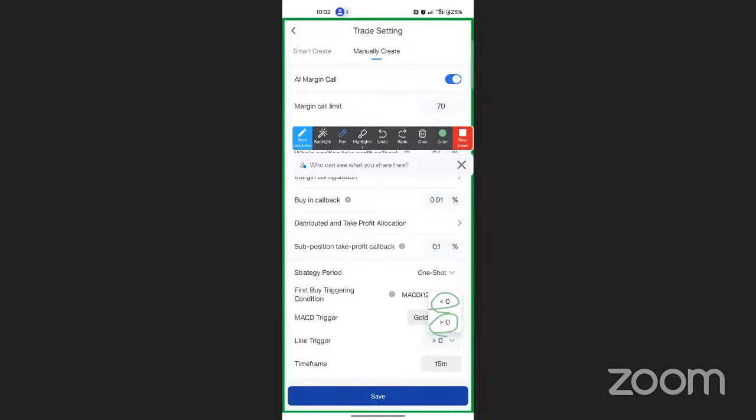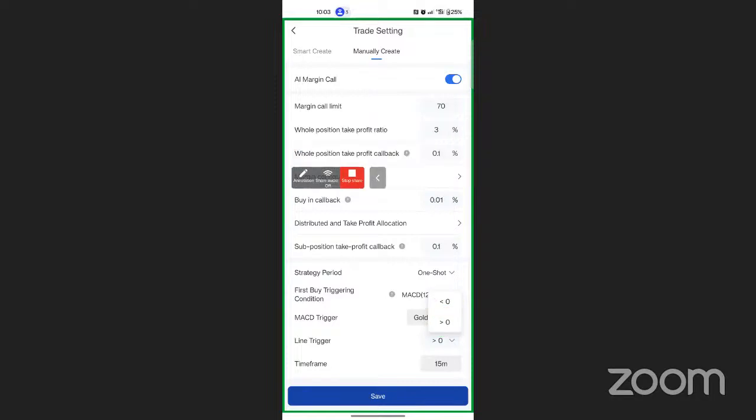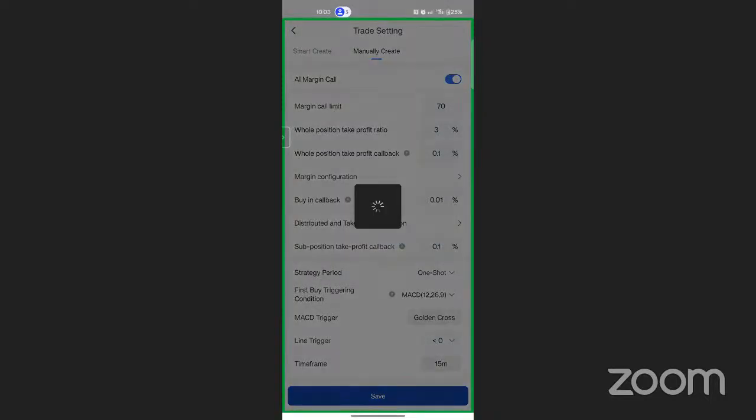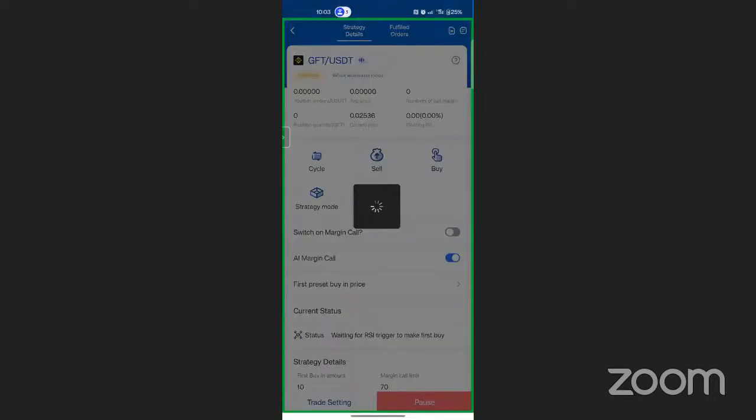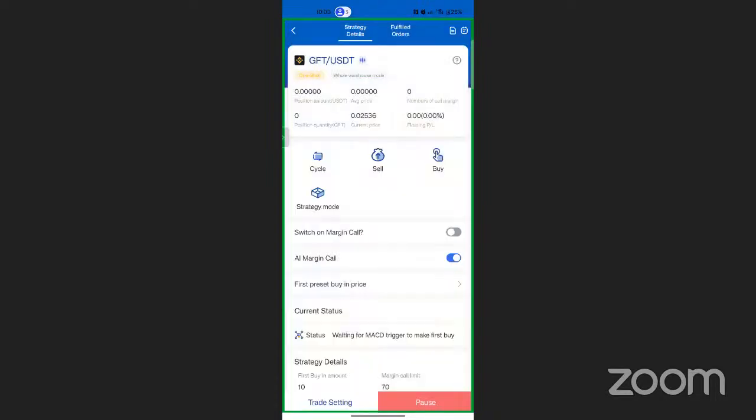But let me give you the secret. I know most of you want above zero. Sometimes when the golden cross happens above zero, it may pump very fast and go down very fast. So sometimes you might go in when it is below zero to get a moderate crossover. So here you save. You don't need to do anything. Trading has become very easy.